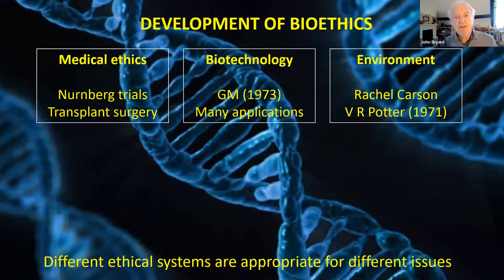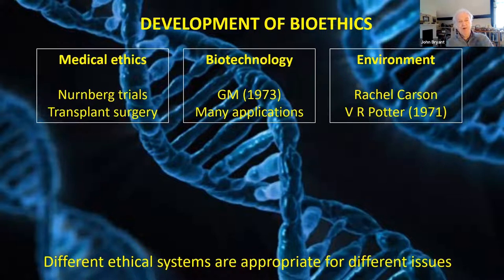And then we had a huge burst of bioethical thinking with the advent of biotechnology, modern biotechnology. I don't mean brewing and bread making, but modern biotechnology, including genetic modification. And that led to a whole new range of things to think about. Was it risky? What should we do with GM? What should be allowed and what shouldn't?